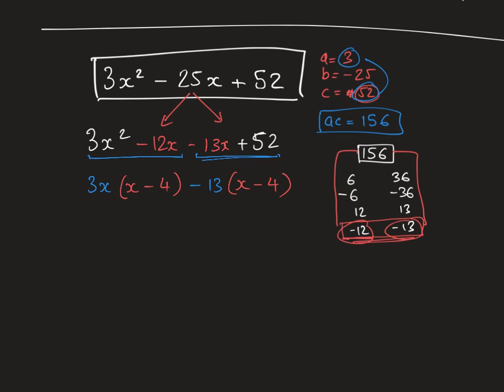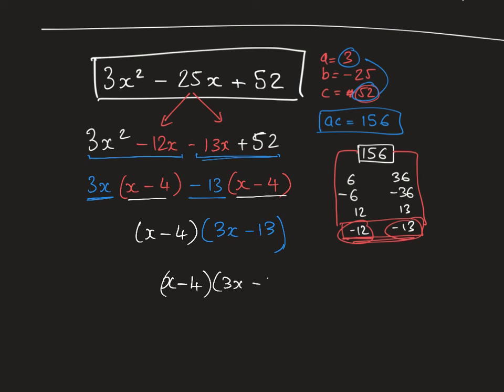Great, now, so what we've got here is this repeated bracket will become x minus 4, and then these numbers on the outside, this 3x minus 13, becomes our other bracket here. Okay, so the answer to this question is x minus 4, 3x minus 13. And again, it doesn't matter which order you put those in. And then, of course, the best thing to do, especially if it's your actual exam, is to expand these brackets out to double check. So let's just do a double check.